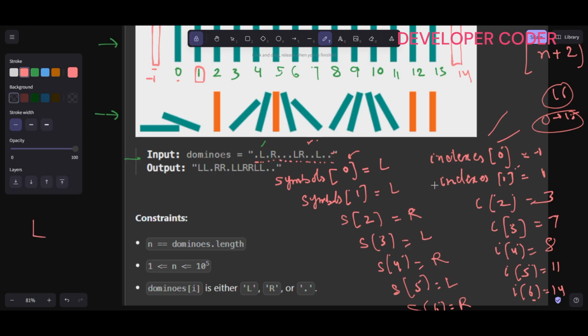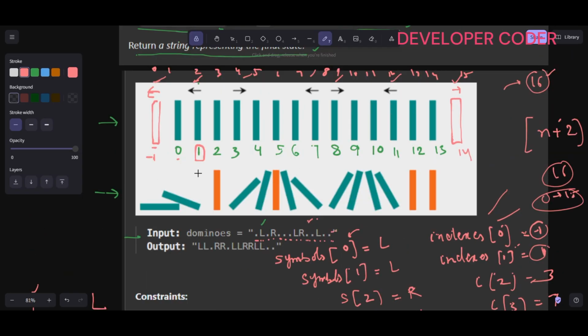And then there is one symbol at -1, and at 1 there is one symbol, and both symbols are L. In between there is empty space, right? So now I told you that this is the extra that we take here, and this is L and this is L. So definitely if both are the same, in between we have to fill L only.